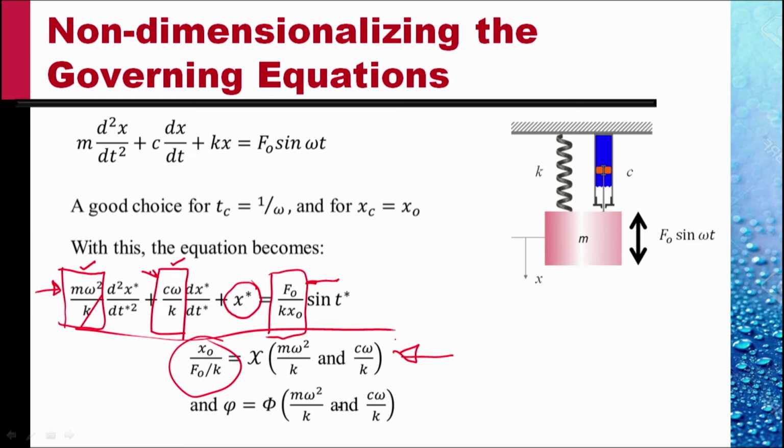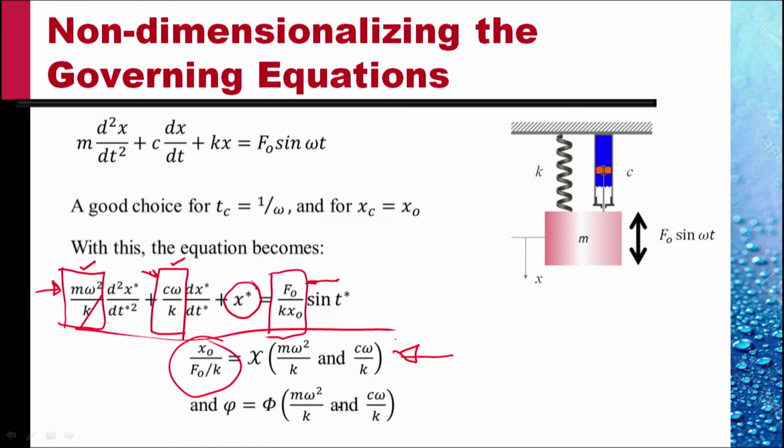If in two systems the values of m omega squared by k and c omega by k are equal, that is, the value of m omega squared by k in one system is equal to the value of this in the other system, and the value of c omega by k in one system is equal to the value of this in the second system, then the value of x naught divided by f naught by k, the left hand side, should be identical.